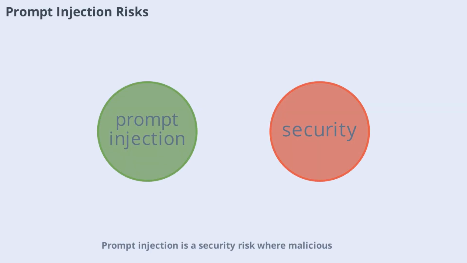Prompt injection is a security risk where malicious text in retrieved documents can manipulate the LLM's behavior. For example, a document might instruct the model to ignore previous instructions or provide false information. Recognizing this risk is essential for building secure RAG pipelines, especially in corporate or sensitive environments.